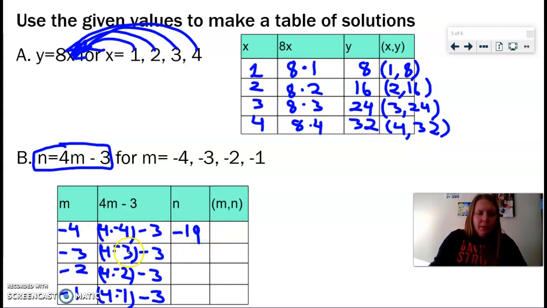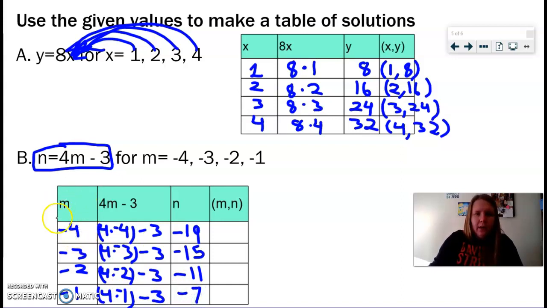How about 4 times negative 3? That's going to give me negative 12. Subtract another 3, continuing into that negative, getting smaller and smaller. It's a lot like saying a negative plus a negative. So negative 12 plus negative 3, which means it keeps negative, and I add the 12 and 3, which is 15. Keep it negative. All right, 4 times negative 2, negative 8. Negative 8 minus 3 is negative 11. And 4 times negative 1, which is negative 4, minus 3, which is negative 7.